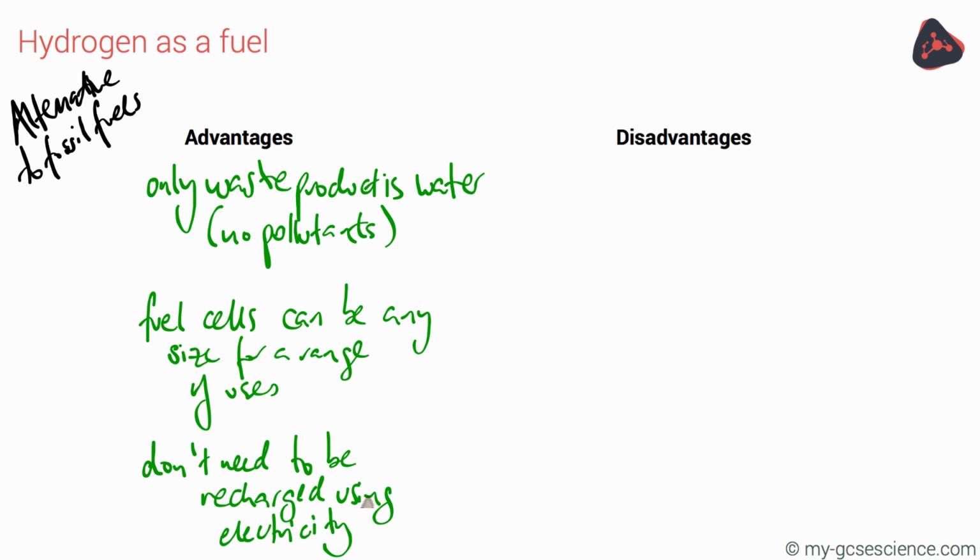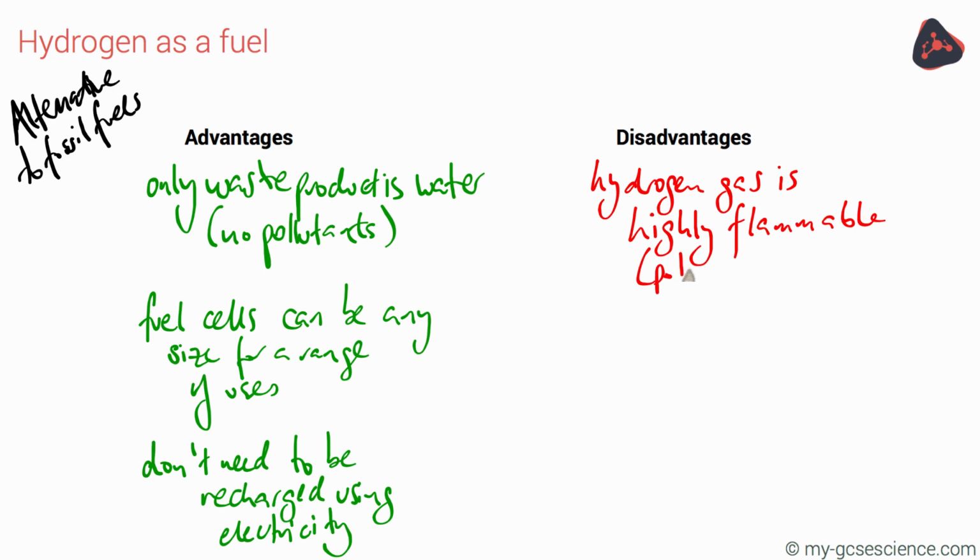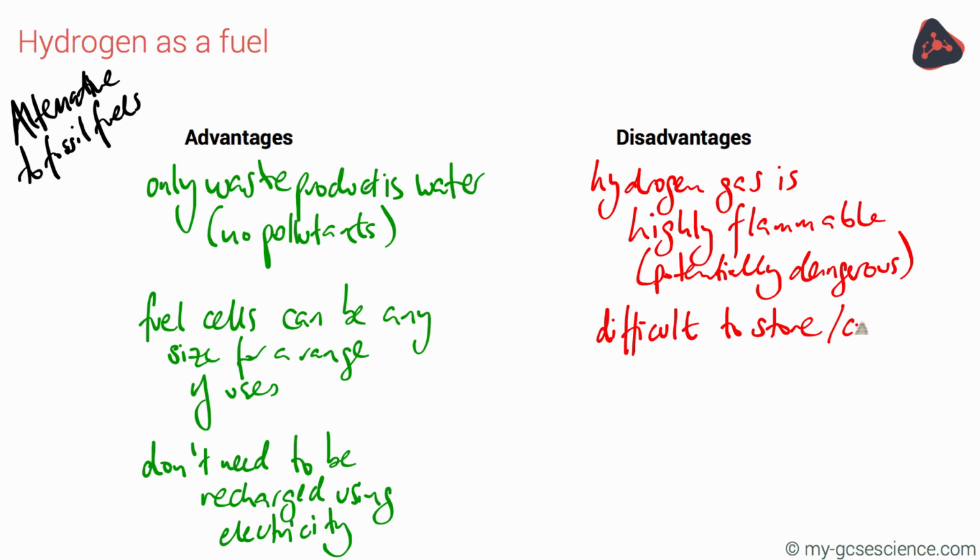However, there are some drawbacks or disadvantages. One of the main ones is that hydrogen gas is a highly flammable gas, which means it could be really dangerous if it leaks, for example. Plus, hydrogen gas, as with many gases, is difficult to compress and store. In order to use it in your car, for example, you need to find a way to safely store the hydrogen gas so that it doesn't leak, while also allowing it to be delivered to the engine to make energy.